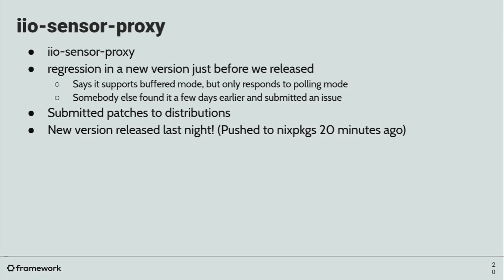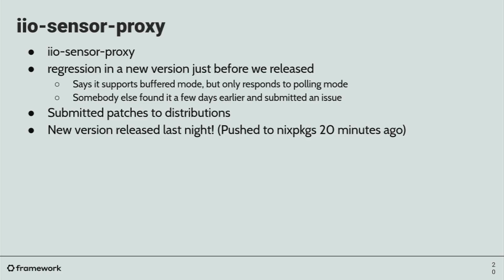I mentioned this IIO sensor proxy. It talks to the kernel driver to get the raw G-sensor data, and then it interprets that as the screen rotation angle. Well, not really angle, it's just whether you rotate in 90 degree steps or not. But just before we shipped, they had a new version which introduced a regression and made it break with the kernel driver that is used on Chromebooks and our systems. And it looks like there's a bug in the kernel where the kernel says it can support buffered mode. So the proxy tries to use that, but then no data comes out.